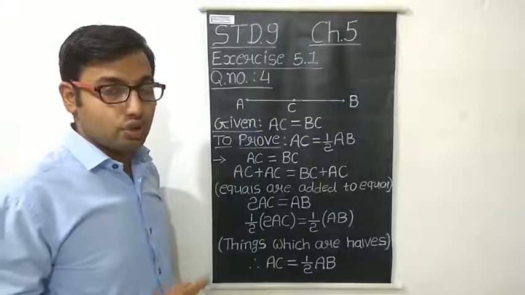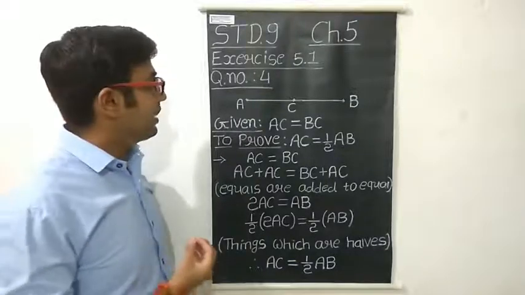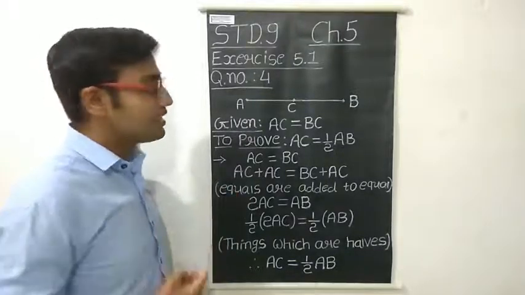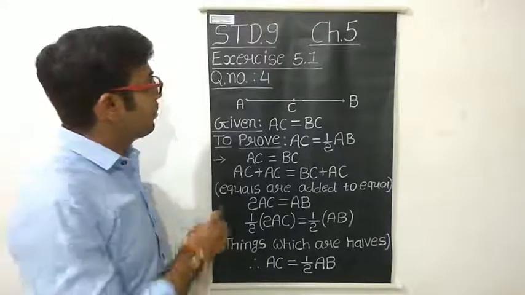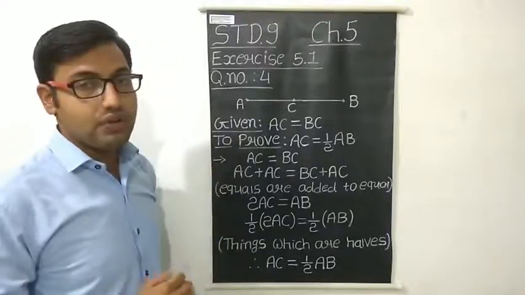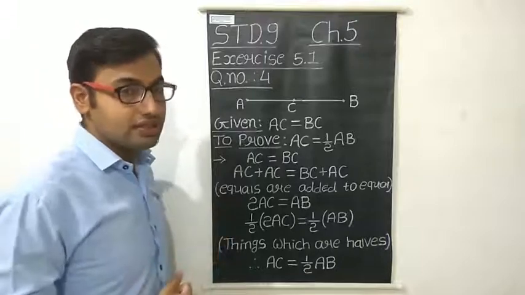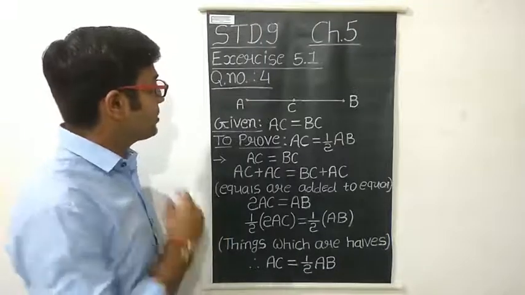Hello students, today we will study some of the exercise sums, that is, exercise 5.1. This is the topic of standard 9, chapter number 5, introduction to Euclid's geometry. Okay, so what is the question?